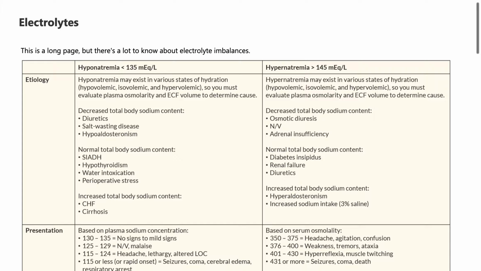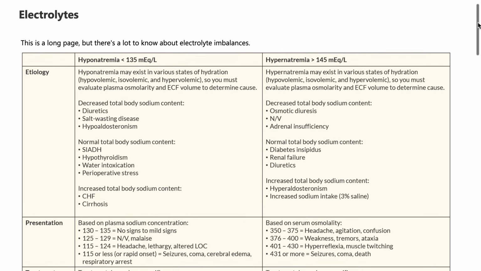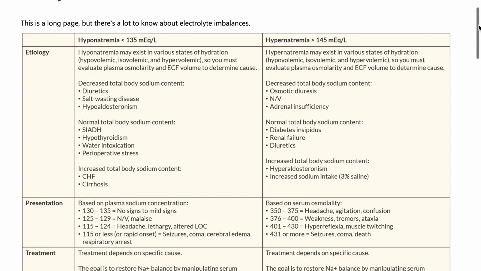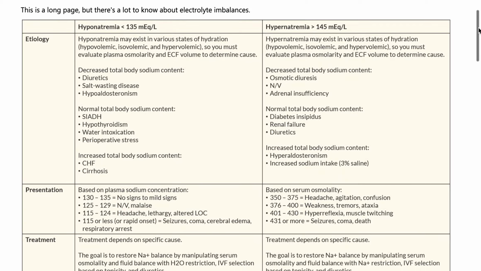Next is a review of electrolytes. This is a long page with a lot of details in these tables, so this will be read through kind of quickly, and it might be better just to go back and do flashcards on some of these. So let's start with hyponatremia and hypernatremia. Hyponatremia is a sodium of less than 135 milliequivalents per liter.